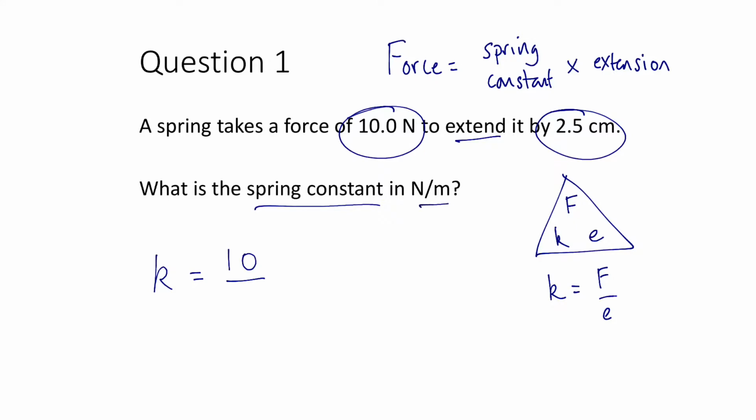and because we want newtons per metre, and this is in centimetres, we need to convert it into metres. So 2.5 centimetres is 0.025 of a metre, and then we can put that into our calculator. So 10 divided by 0.025, so we have a spring constant of 400 and our units are newtons per metre.